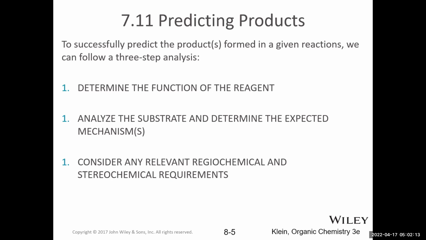Which one is the most stable stereoisomer? Is that the one that is formed? Or is it an E2 reaction that's stereospecific for the Z isomer? Those are all important things to consider as well when predicting the product.